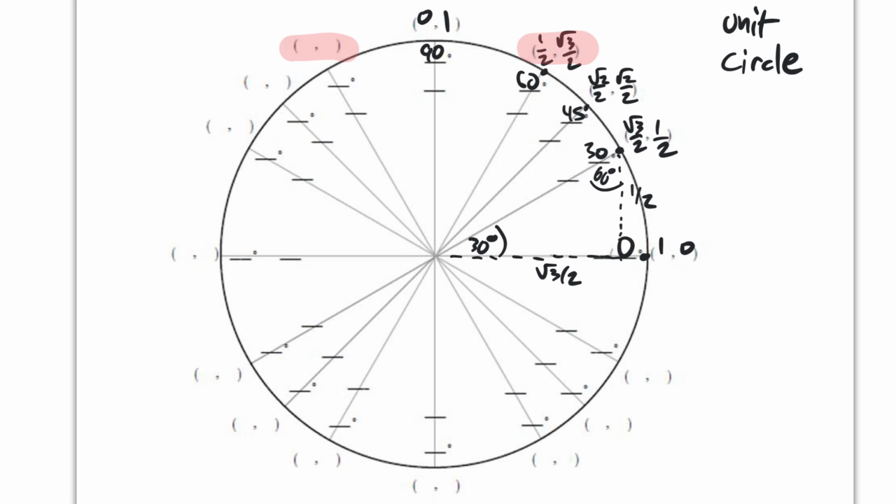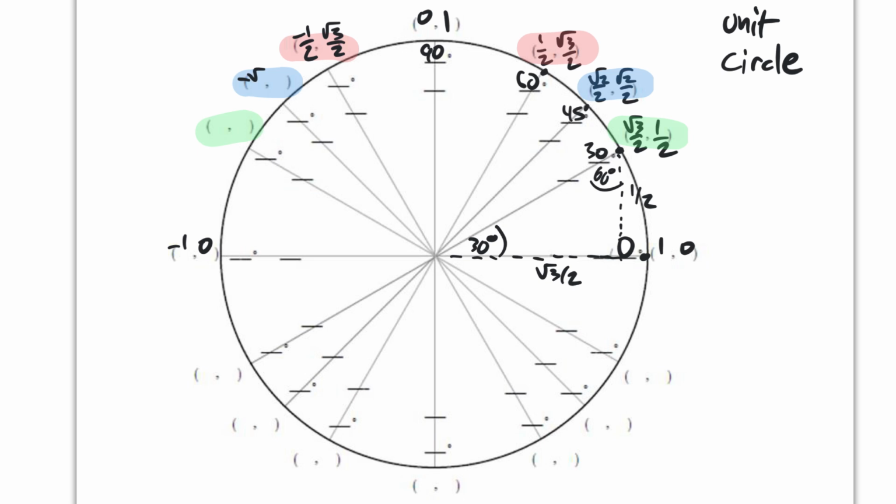That's going to be still root 3 over 2. But now the x value is negative, so negative 1/2. And if you look, the next point mirrors over here. The next point mirrors over here. And at the very bottom, this is just a negative 1 on the x and a 0 on the y. So let's go back and fill this in.